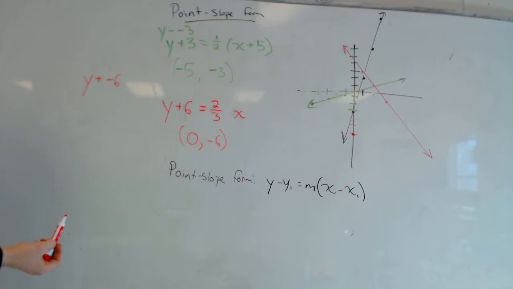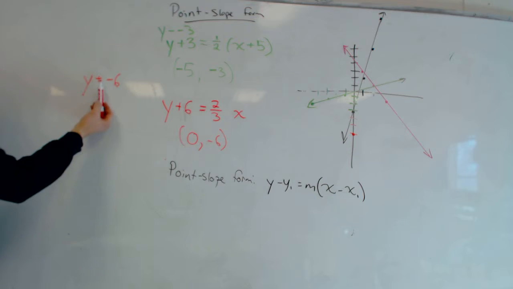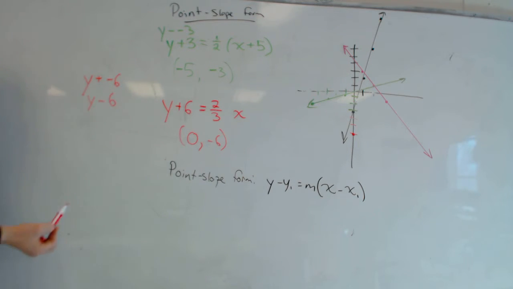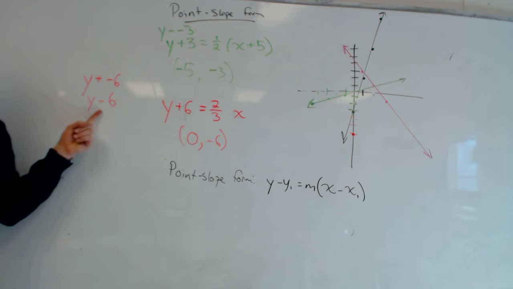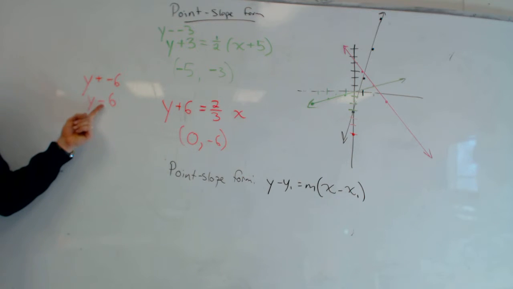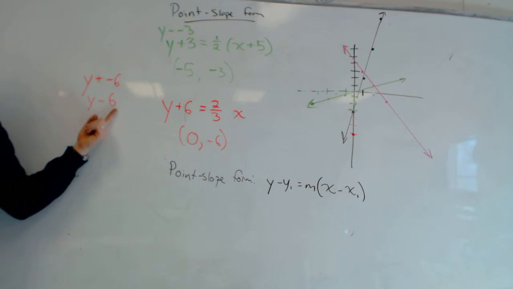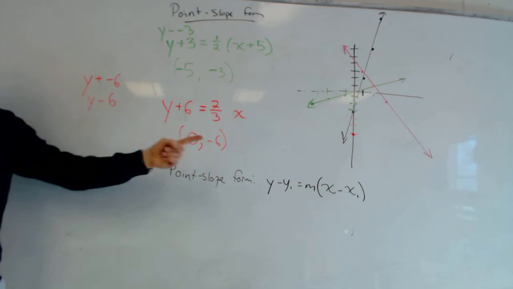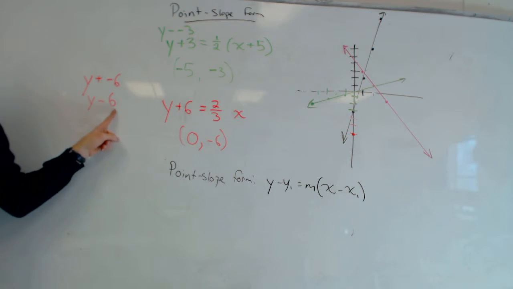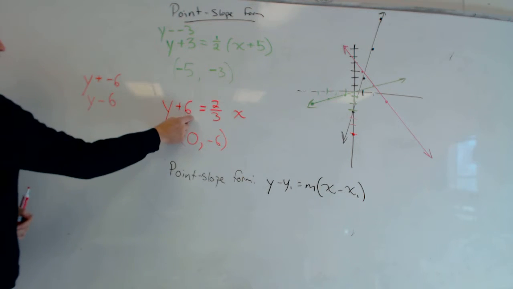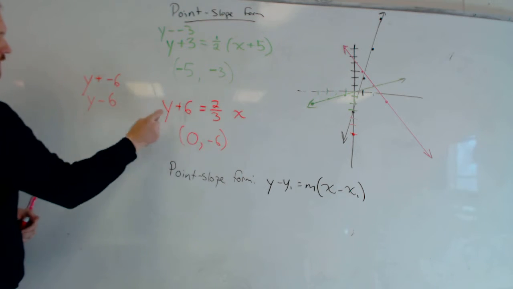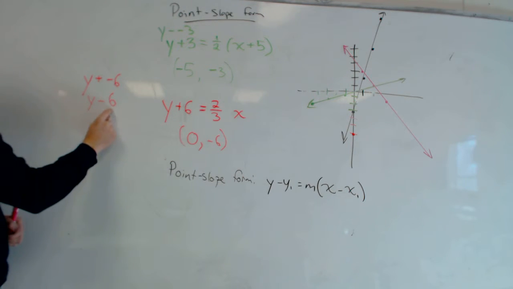Oh, I see. Would you just keep it the same? This is the same thing as y minus 6. Plus a negative is the same thing as minus. So in this case, our point would be positive 6. The coordinate here would be 6, because it's y minus the coordinate. So if we have plus, the coordinate is negative. If we have minus, the coordinate is positive.